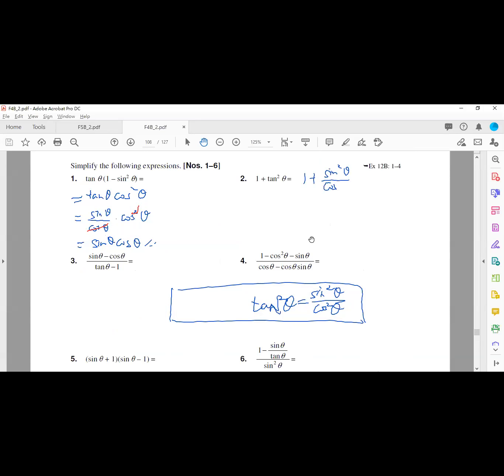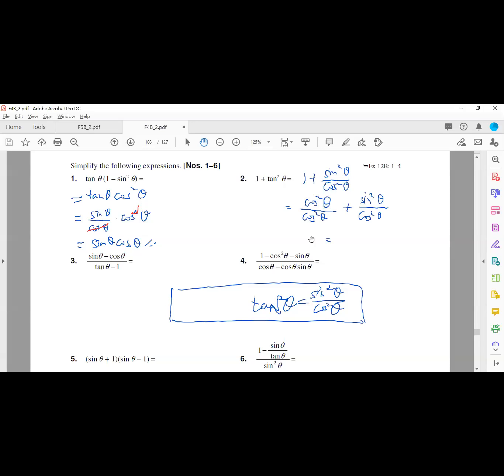over cosine square theta. Now, for an integer plus a fraction, we should find a common denominator. The new denominator should be cosine square theta. And then this one has no change. How about the first one? Originally, it is 1. Then I want the denominator to be cosine square theta, so I change it to cosine square theta over cosine square theta.